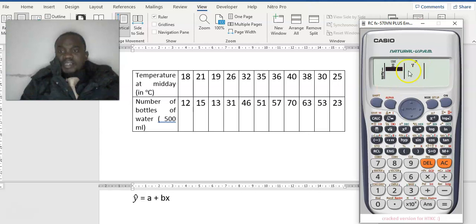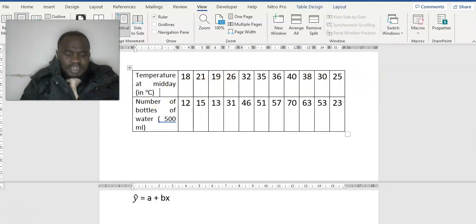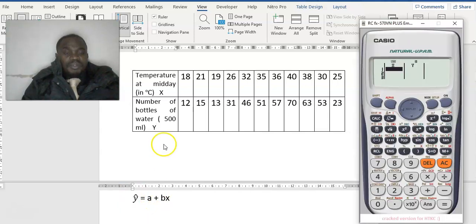We have these two brackets, x and y. So we are going to type the x here. So this is the x value. So anytime you are given this table, the first one, the top one, you put x here. So this is x. You can make it capital. So this is x. And this is what? Y. You can use your pencil to write it to guide us. Because they will not tell you, it will not be given to us.